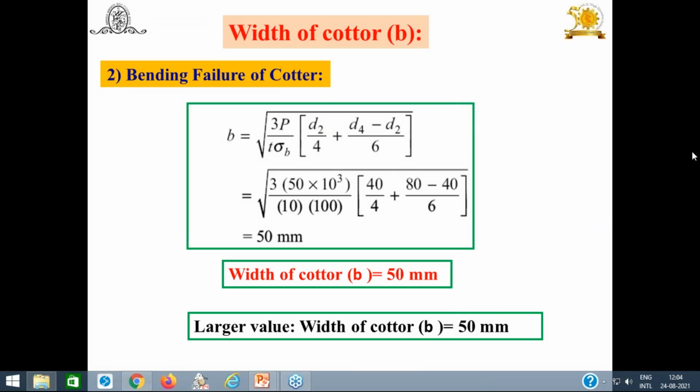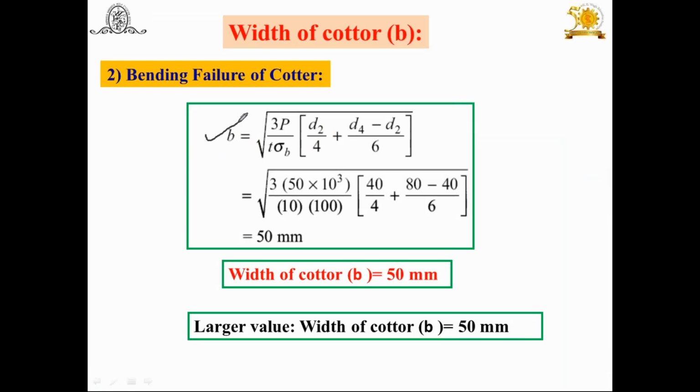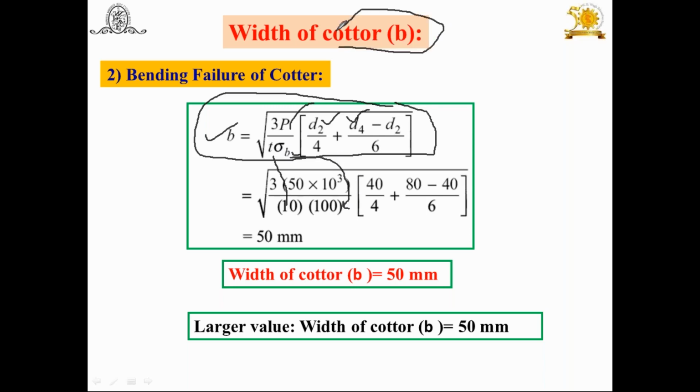Look at this B. How to use this B here? B is equal to, this equation is arranged in this fashion. You know D2, you know D4, the outer diameter of the socket spigot collar. D2 is the outer diameter of the spigot. P is the axial force, and T is the thickness. Sigma B is against the crushing or the bending that you have to use for a quarter.